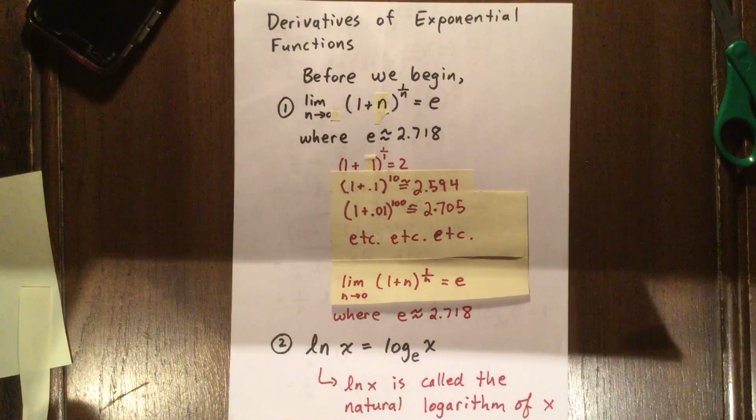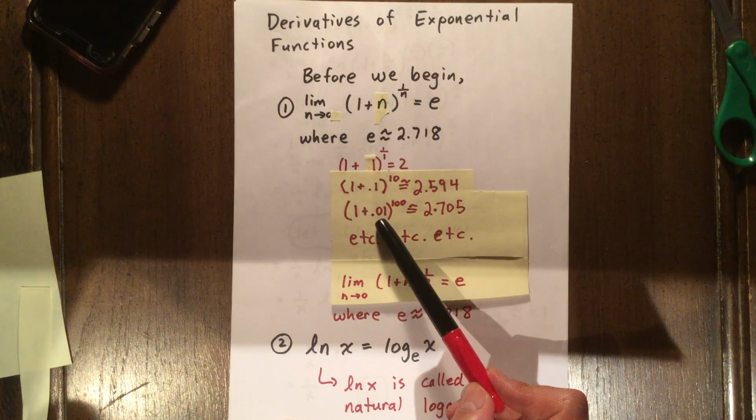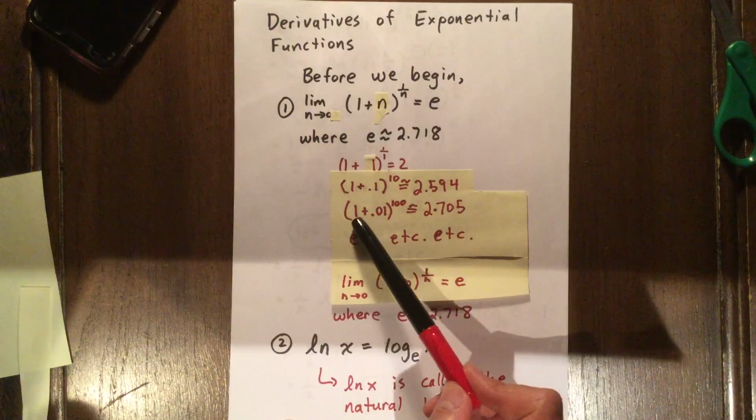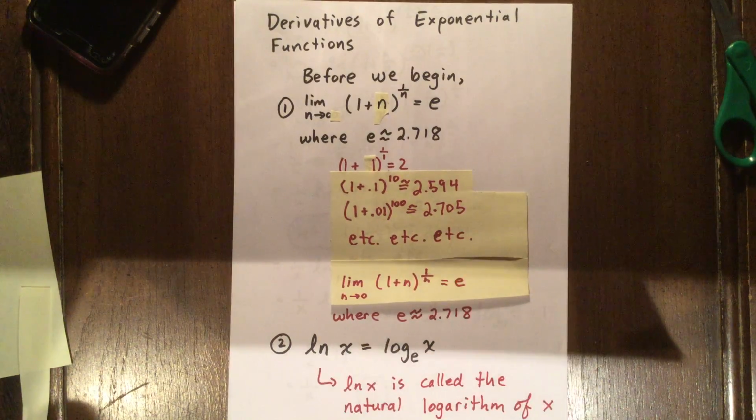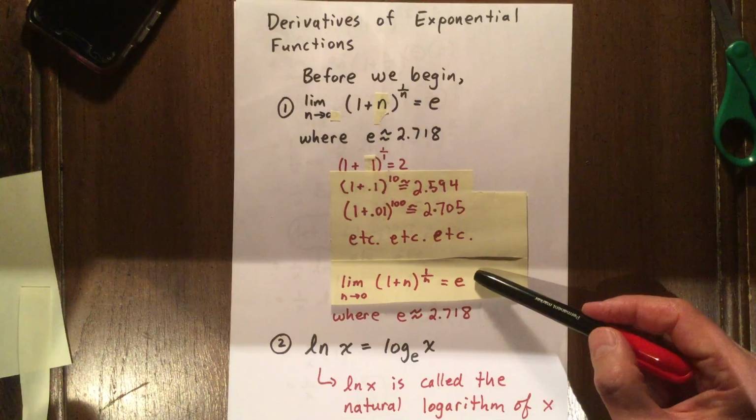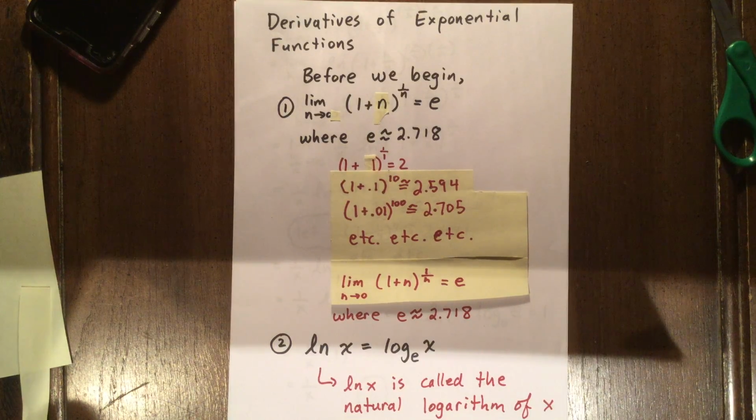Let's let n now get closer to 0. We'll let it be 0.01. 1 over 0.01 is 100. 1.01 to the exponent 100 is approximately 2.705. Well, if we keep letting n be smaller and smaller, we'll eventually see that the limit as n gets closer to 0 of 1 plus n to the exponent 1 over n will end up equaling e, where e is approximately 2.718.